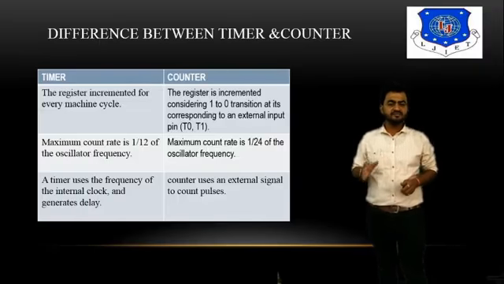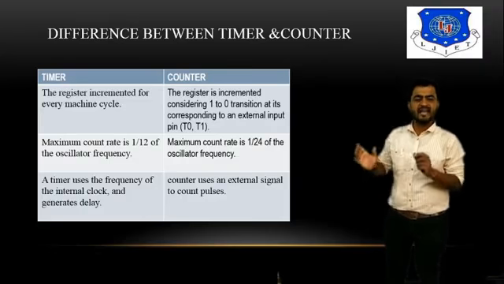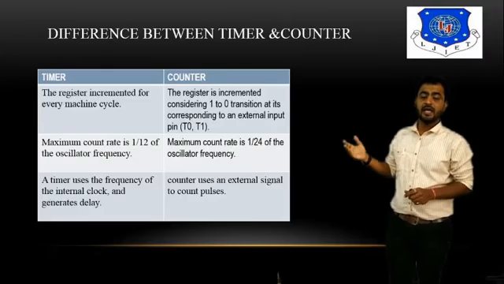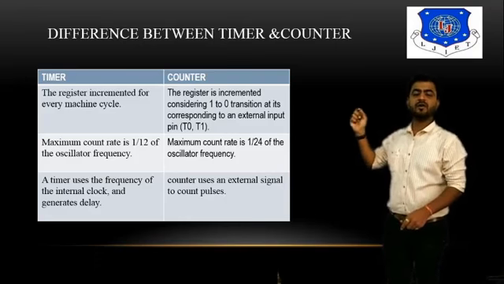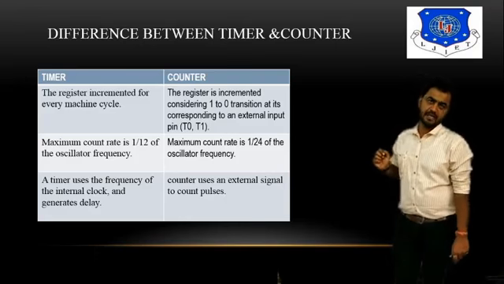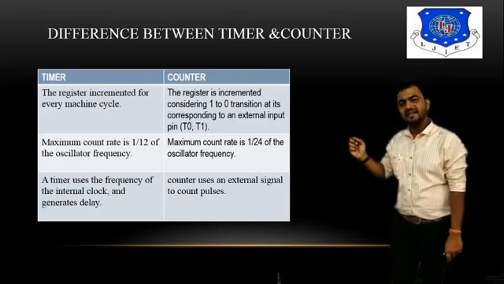Now we're talking about the differences, what exactly the difference between timer and counter is. So you can see in a timer the register is incremented for every machine cycle. The register is incremented in every machine cycle. In a counter, the register is incremented considering a 1 to 0 transition at its corresponding external input pins.